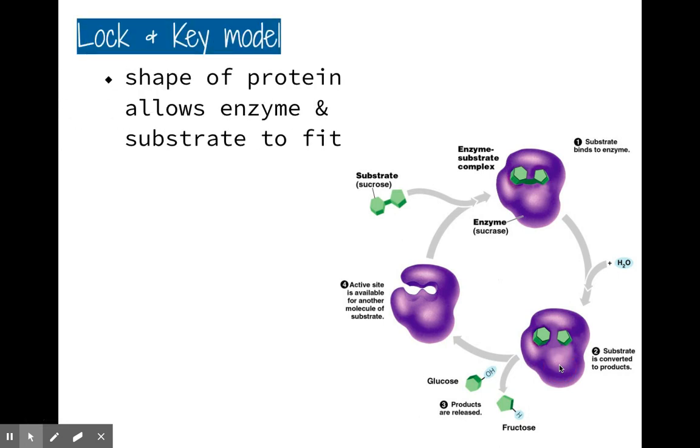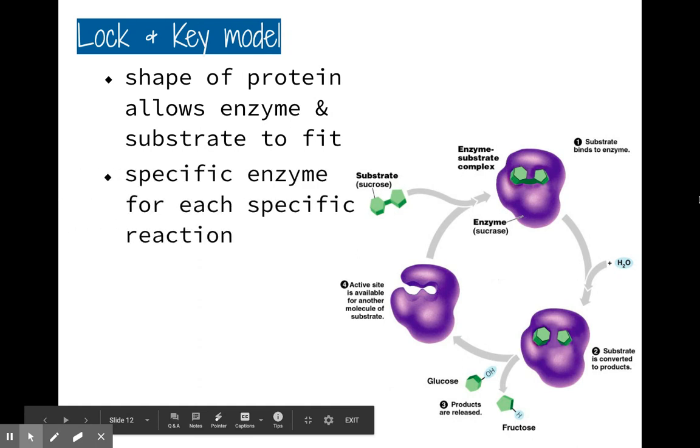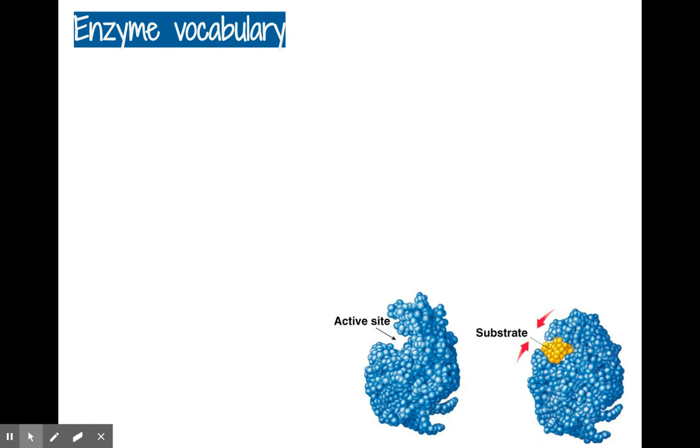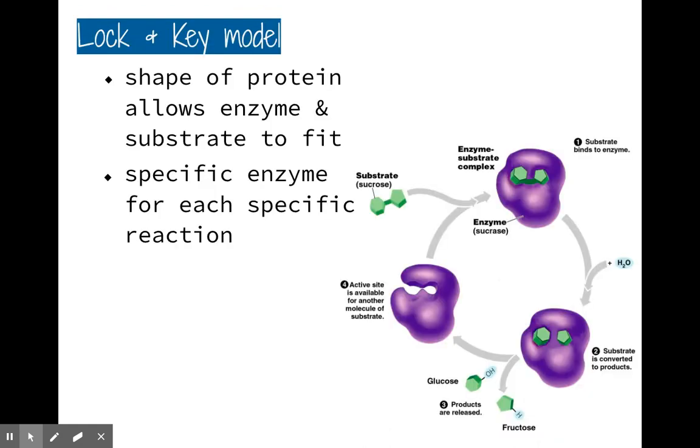Enzymes are known as a lock and key model. What that means is that the shape of the protein allows the enzyme and the substrate to fit perfectly, just like a lock and a key. There's a specific enzyme for each specific reaction. We make hundreds of thousands of different types of enzymes.